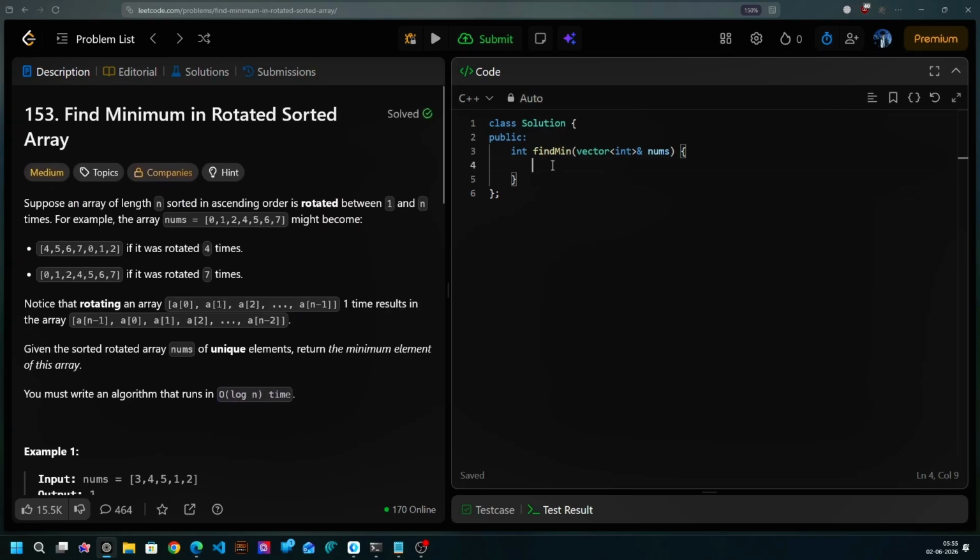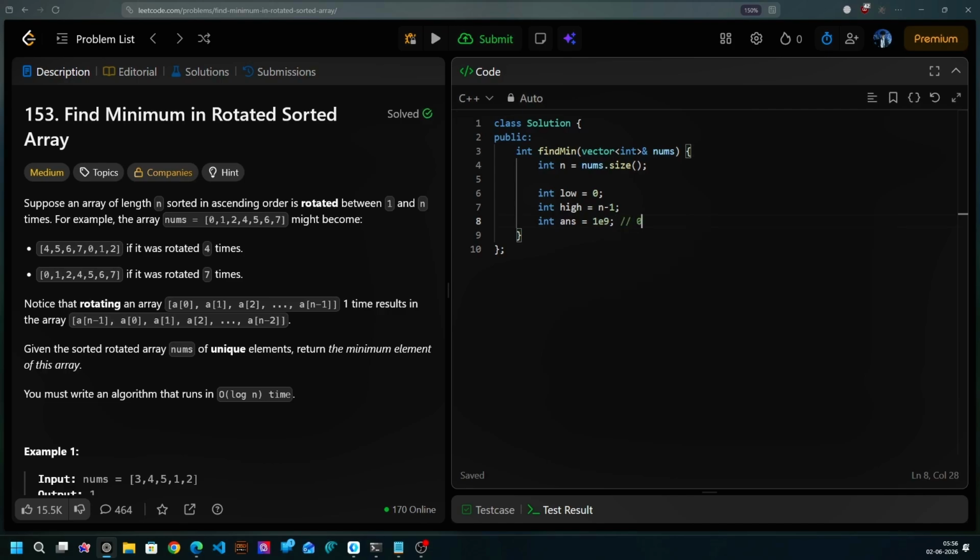Okay, so let's first declare the size of the array. After that let's declare our low and high. Also let's declare our answer, right? So initially I'm keeping my answer as 1e9. Basically 1e9 is 10 to the power 9, right? So in this problem we are finding the minimum. If I initialize it to 0, then every time we find a minimum, 0 will always be the minimum, right? So to avoid this, we will keep our answer at the max.